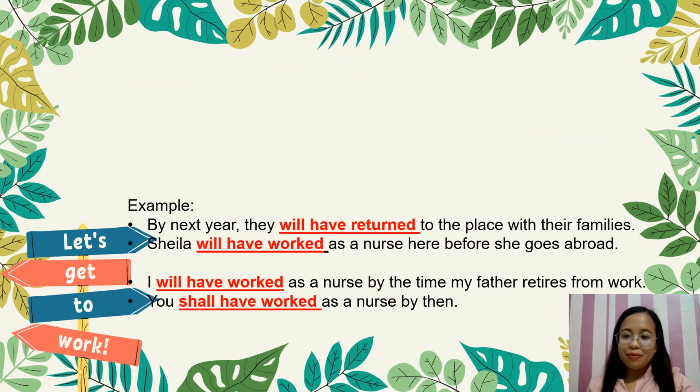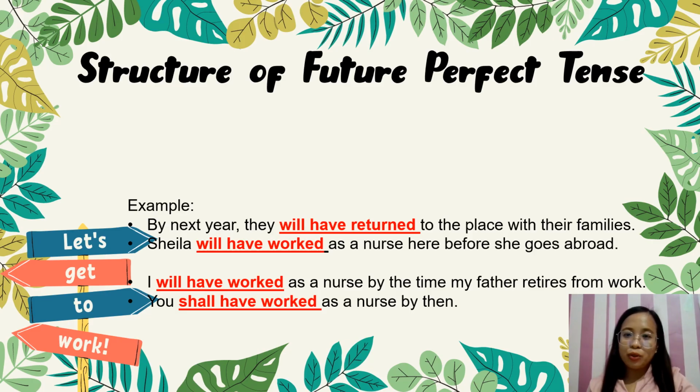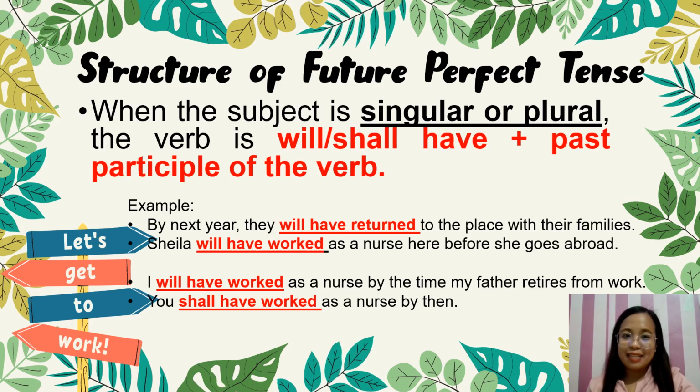Okay, so now class, we're going to talk about the structure of future perfect tense. Okay, ito naman. When the subject is singular or plural, the verb is will or shall have plus the past participle of the verb. So, lagi lang siyang may will and have. Pwede naman yung shall class, pero mas kadalasan ginagamit natin yung word na will.